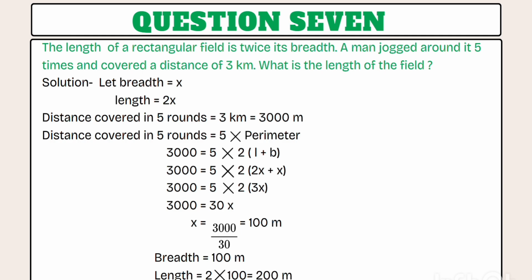Distance covered in 5 rounds equals 5 into perimeter, that is 3000 equals 5 multiplied by 2 multiplied by (L plus B). 3000 equals 5 multiplied by 2 into (2x plus x). 3000 equals 5 into 2 into 3x. 3000 equals 30x. X equals 3000 divided by 30, that is equal to 100 meter. So breadth is 100 meter and length is 2 into 100 equals 200 meter.